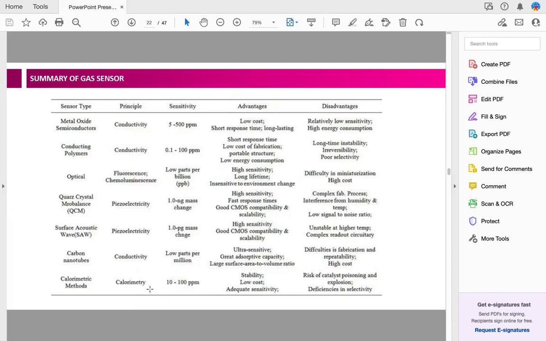So this is an example of the parameters being measured in e-nose or gas sensors. You can see conductivity, fluorescence, piezo, just now, piezoelectricity, frequency.